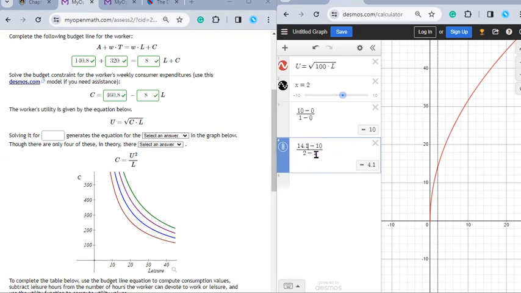So at 1 hour of leisure, my utility is 10. At 2 hours of leisure, my utility is 14.1, right? So my marginal utility is only 4.1. So marginal utility is getting smaller. And we call that the law of diminishing marginal utility.